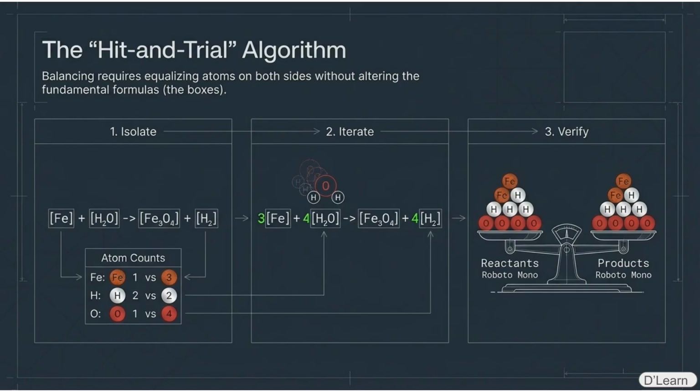Balancing a chemical equation requires equalizing atoms on both sides without altering the fundamental formulas. The hit-and-trial algorithm involves 3 steps. Isolate the unbalanced equation, iterate by adding coefficients, and verify the resulting balance.